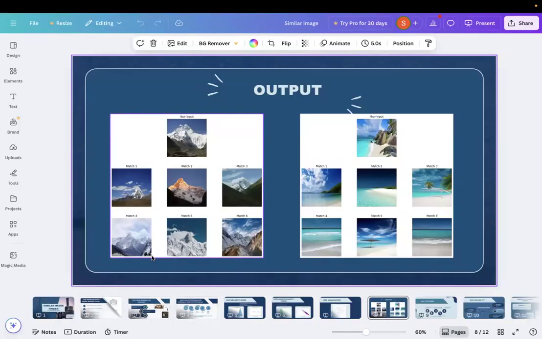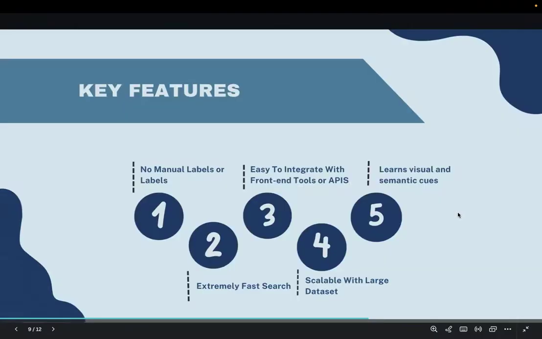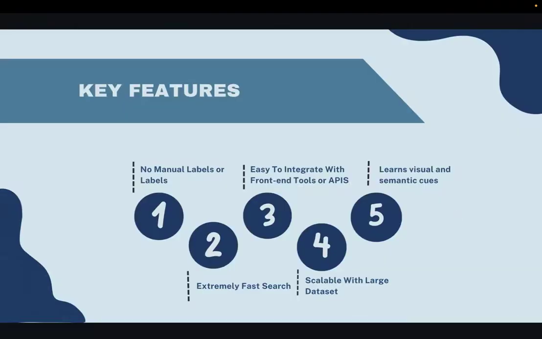Coming back to the slides, the key features are that no manual labels are needed. It's super fast and can scale to big datasets. It works with Streamlit or any front end easily and learns both visual patterns and meanings from the image, thanks to the CLIP.